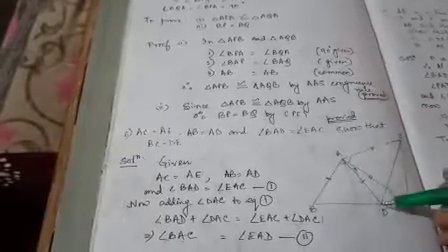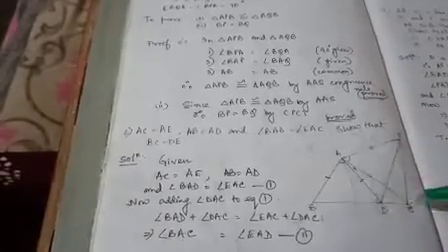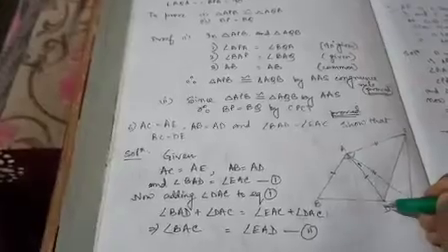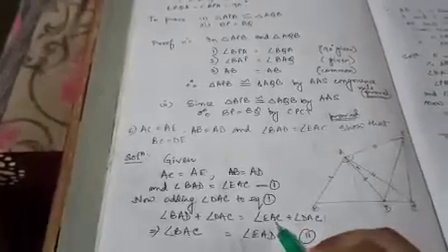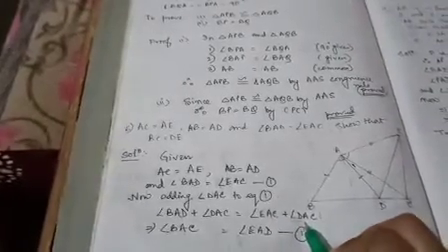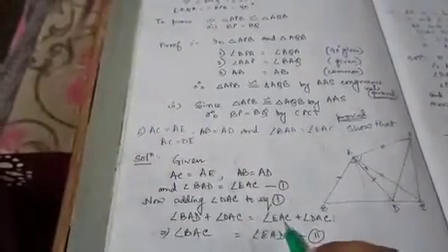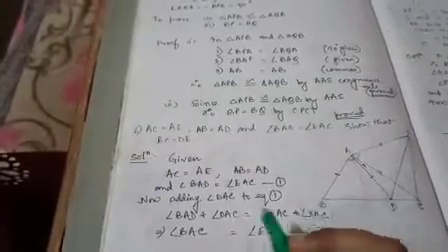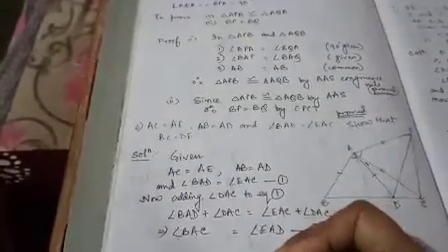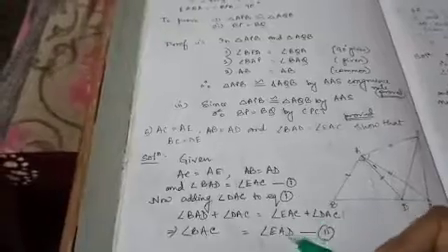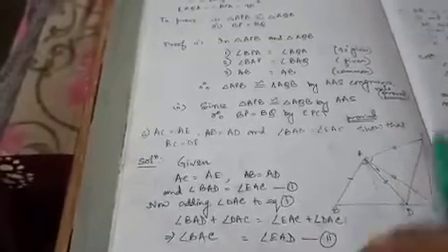Again with EAC, if we add DAC, we will get EAD. So with equals, if we add one constant to both sides, the resultant will also be equal. So from here we got equation 2.